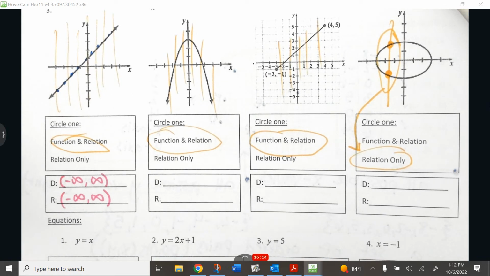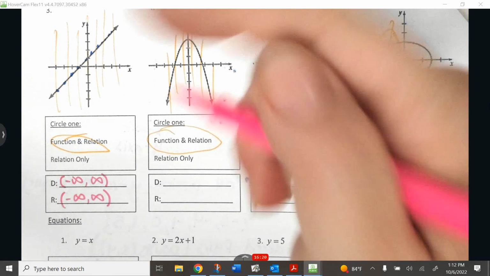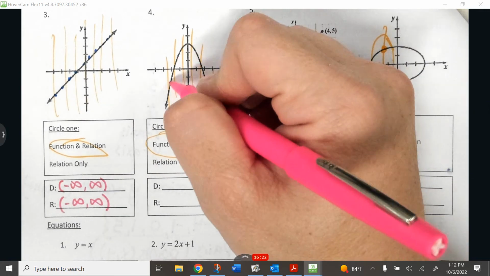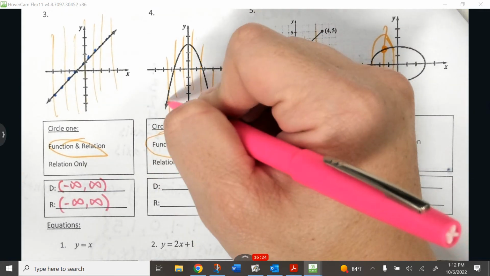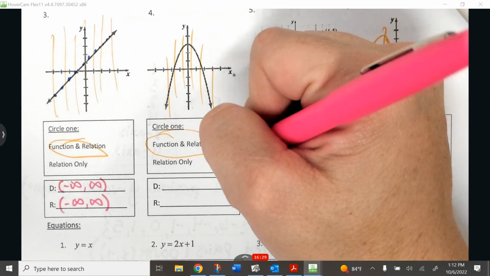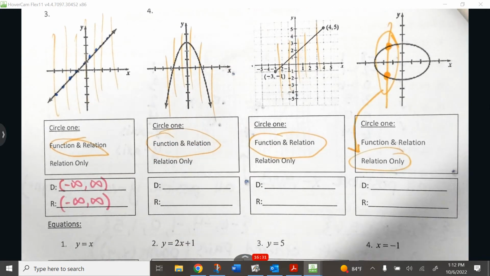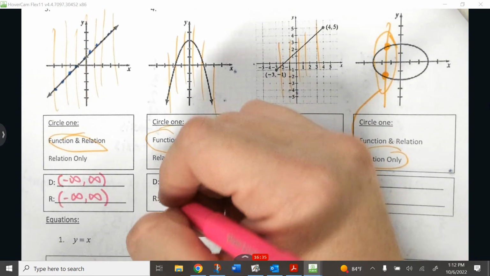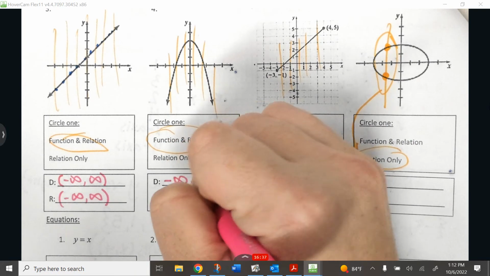Okay, what about this quadratic graph that's upside down, number 4? Well, domain is left to right. What's the farthest left this is going to go? Well, if we follow the pattern, is it going to keep going left forever? Is it going to keep going right forever? Yeah, quadratics don't grow quickly outwards, but they do grow outwards. So this is negative infinity to infinity.